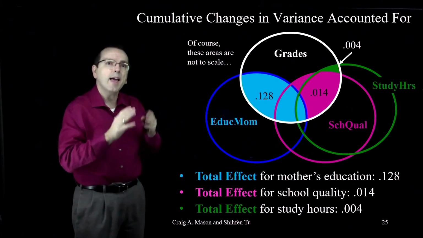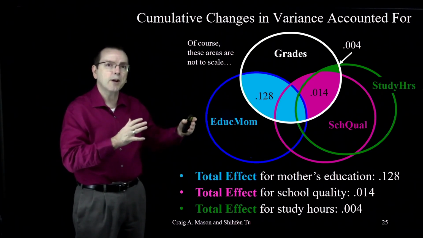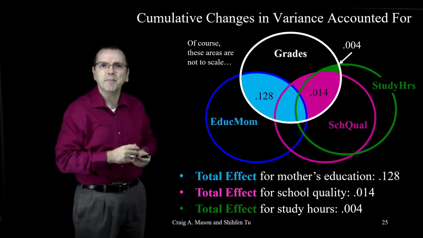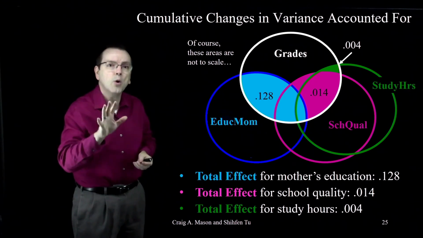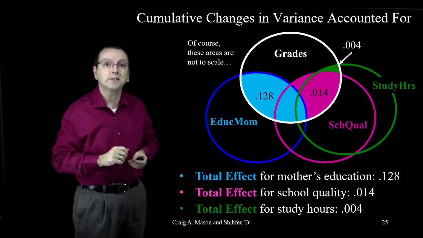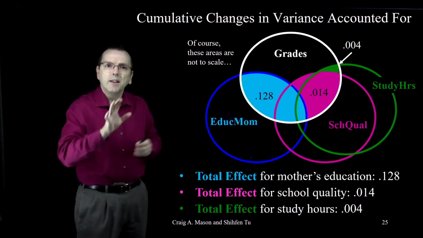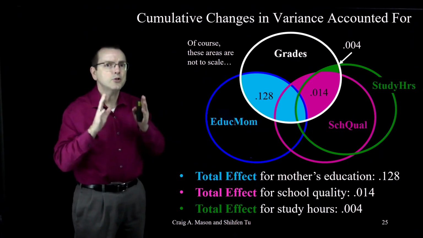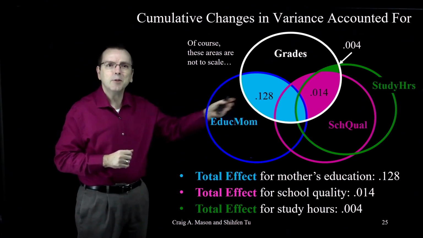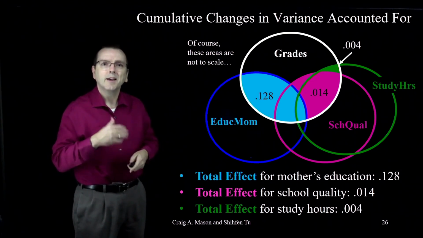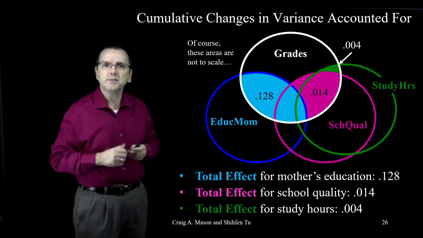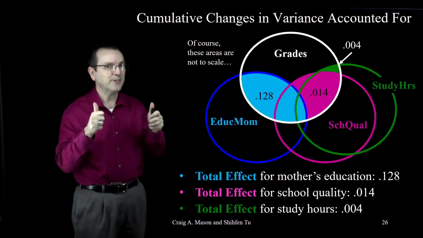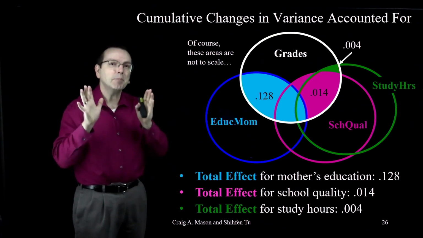So notice, as we add variables to a sequential regression model, the change in variance that occurred in previous steps, of course, stays the same. And remember, each of those is the total effect of that variable on grades, again, in terms of variance. The total effect of mother's education is still 0.128, and the total effect of school quality is still 0.014. And now we see that the total effect of study hours is 0.004 or 0.4%. Pretty cool, right? Okay, let's stop at this point.